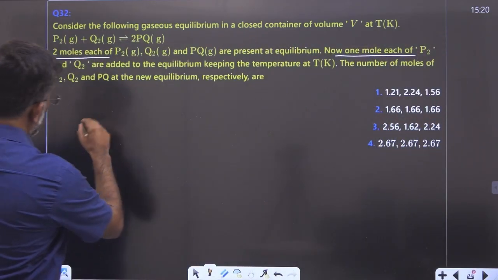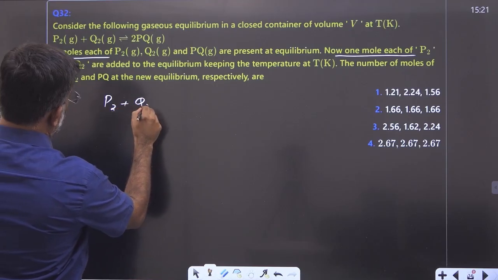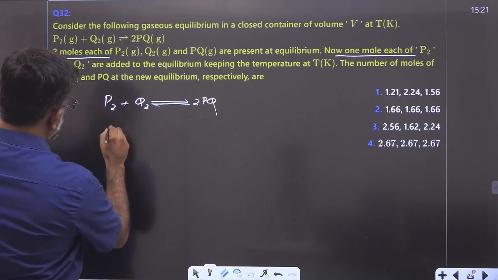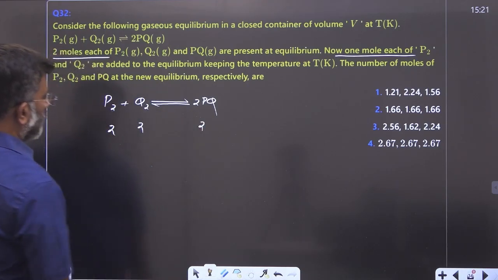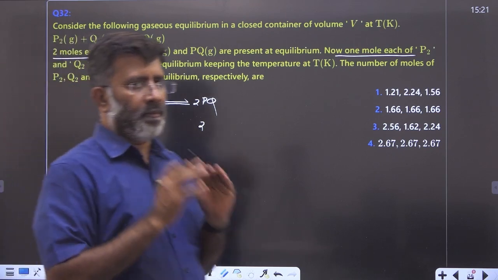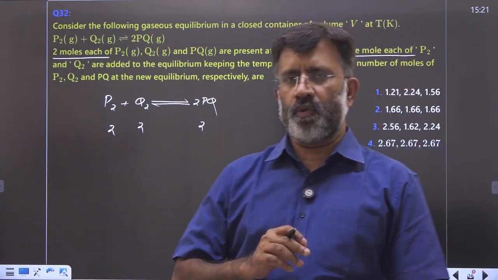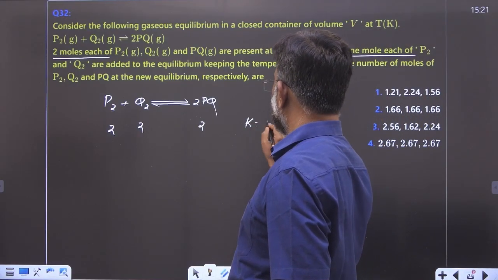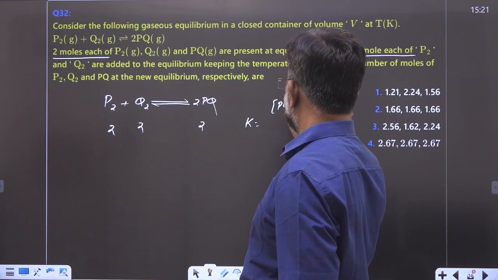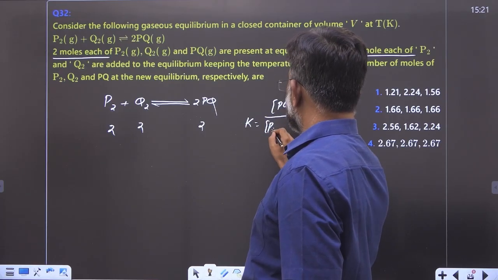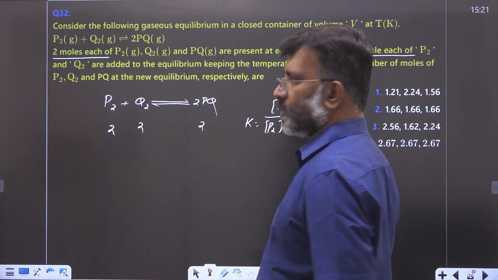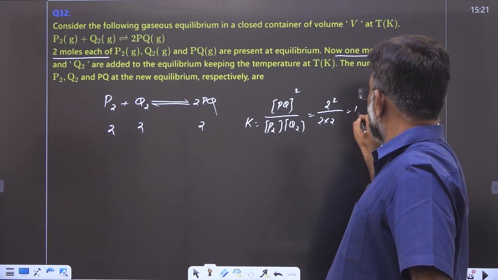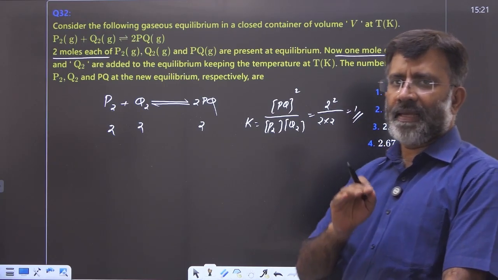So what is the old equilibrium? We have P2 plus Q2, you get 2 PQ. This is 2 mole, this is 2 mole, this is 2 mole. That is equilibrium quantity of P2, Q2 and PQ. And therefore you can get the equilibrium constant K equal to concentration of PQ square divided by concentration of P2 into Q2. That means 2 square divided by 2 into 2, you get 1. So equilibrium constant, we get 1.